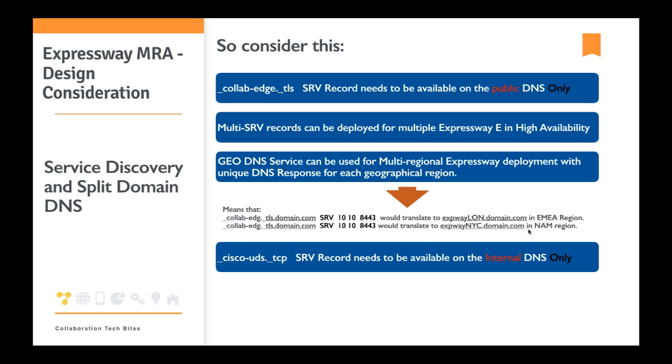Also, another consideration: you need to make sure that _cisco-uds is available on the internal DNS only, and not on the external DNS. It means that _cisco-uds._tcp.domain.com translates to the Call Manager publisher. You can also have a subscriber if you enable one as well, so you can have multiple entries for load balancing, or you can round robin it.